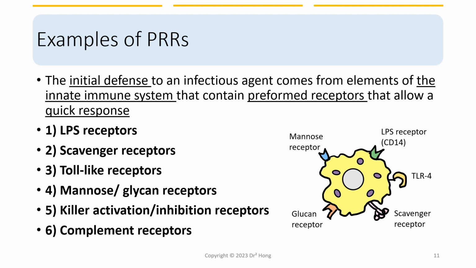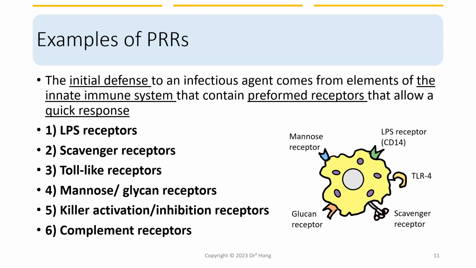One important thing about these PRRs is that they are preformed receptors on the innate immune cells, and that means that we are born with these receptors. Unlike the receptors that are specific in the adaptive immune system, where we need to learn and generate these new receptors, these PRRs are there all the time, so they can mount a very quick response that fits the definition of innate immune system responses.